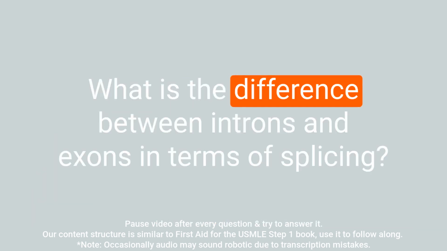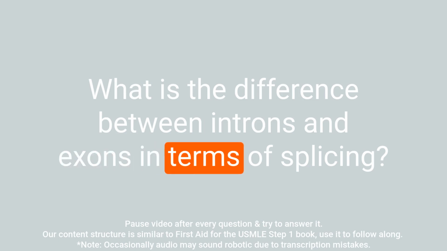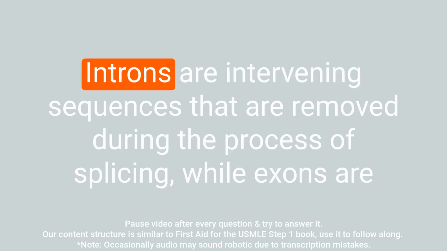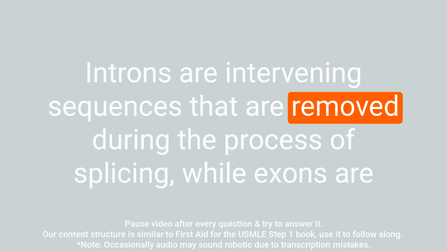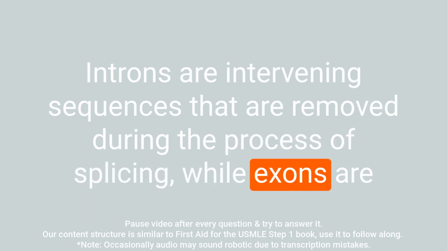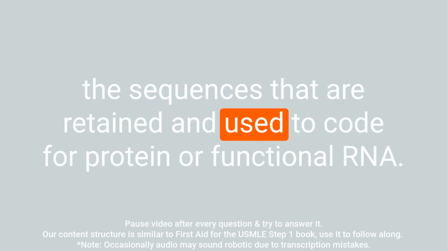Question: What is the difference between introns and exons in terms of splicing? Answer: Introns are intervening sequences that are removed during the process of splicing, while exons are the sequences that are retained and used to code for protein or functional RNA.